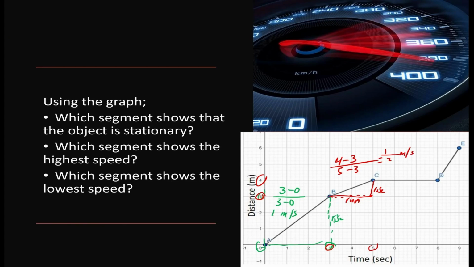What about CD? This is the run. Where is the rise? No rise. This means the rise is 0 divided by the run. So the speed here equals 0. So it is at rest, a stationary object. Here in DE, the rise over the run. This is the rise, and this is the run. The rise is from 4 to 6. So it is 6 minus 4 over the run, which is from 8 to 9, so it is 9 minus 8. So 6 minus 4 is 2 over 9 minus 8 is 1. So the speed here equals 2 meters per second.